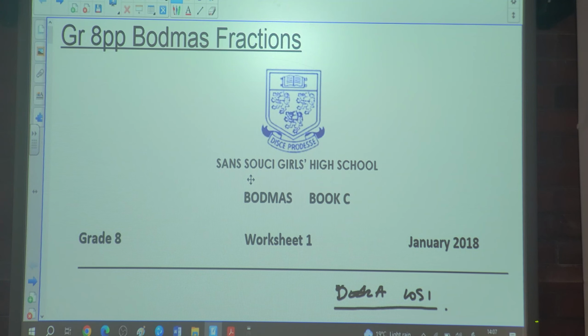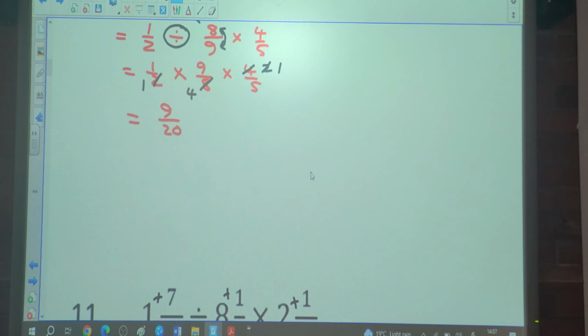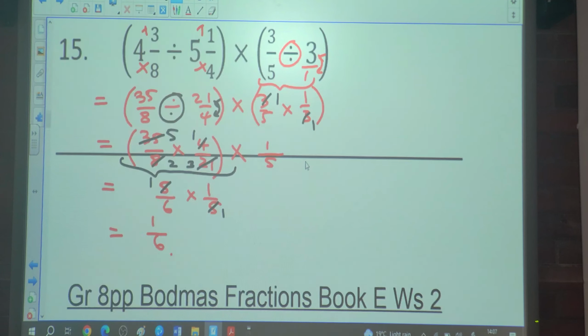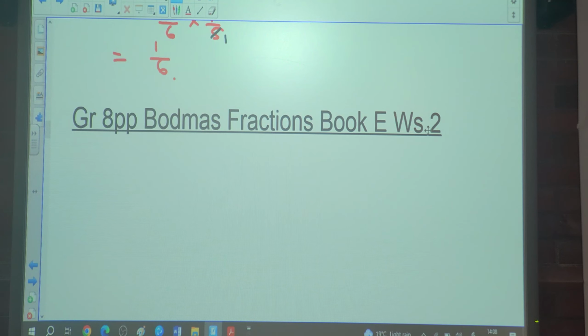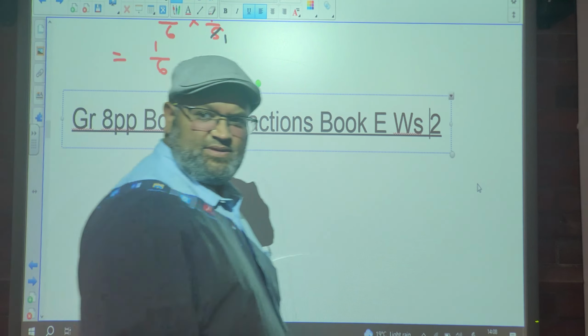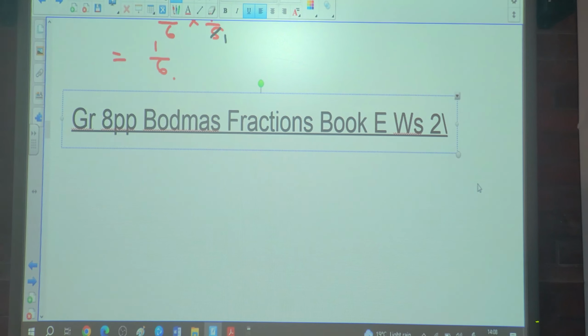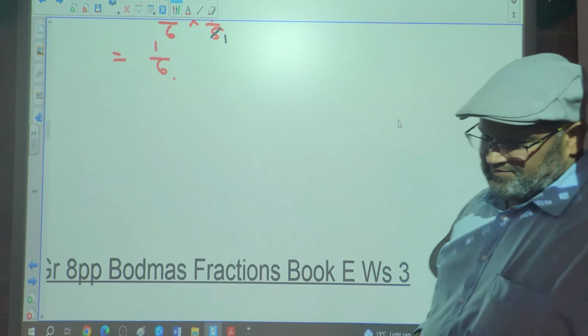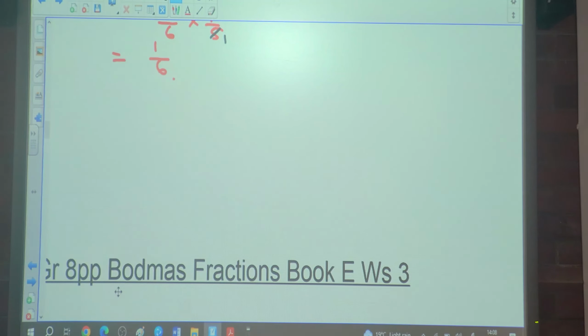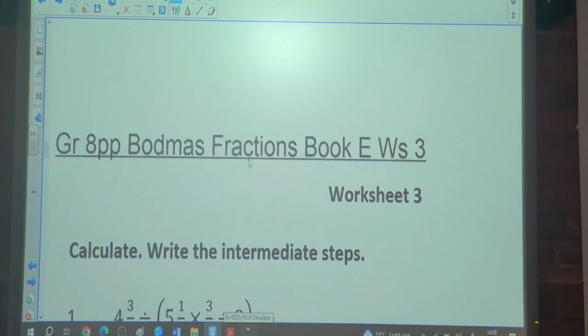So today we're looking at Bodmas fractions. We are on book E worksheet 3. Let's go to the first one.